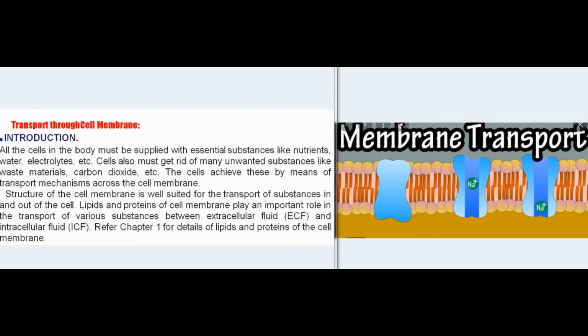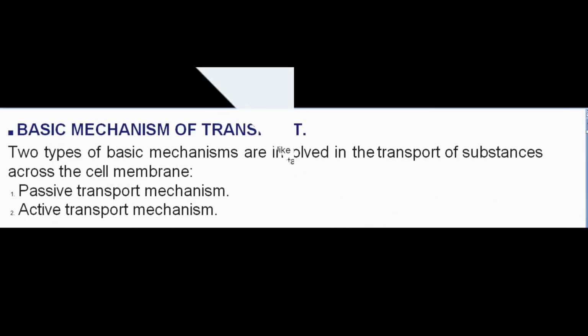Structure of the cell membrane is well suited for the transport of substances in and out of the cell. Lipids and proteins of cell membrane play an important role in the transport of various substances between extracellular fluid, ECF, and intracellular fluid, ICF. Refer Chapter 1 for details of lipids and proteins of the cell membrane. Basic mechanism of transport. Two types of basic mechanisms are involved in the transport of substances across the cell membrane: passive transport mechanism, active transport mechanism.